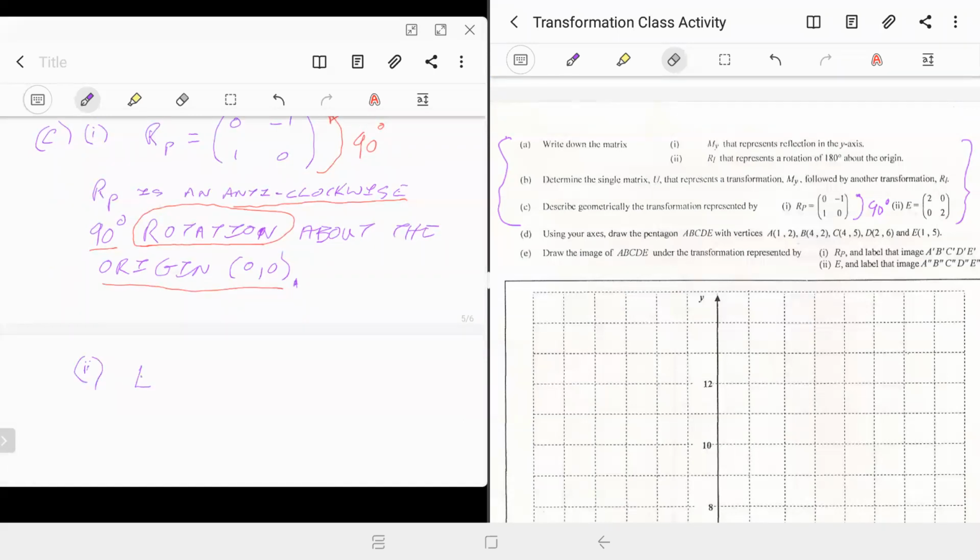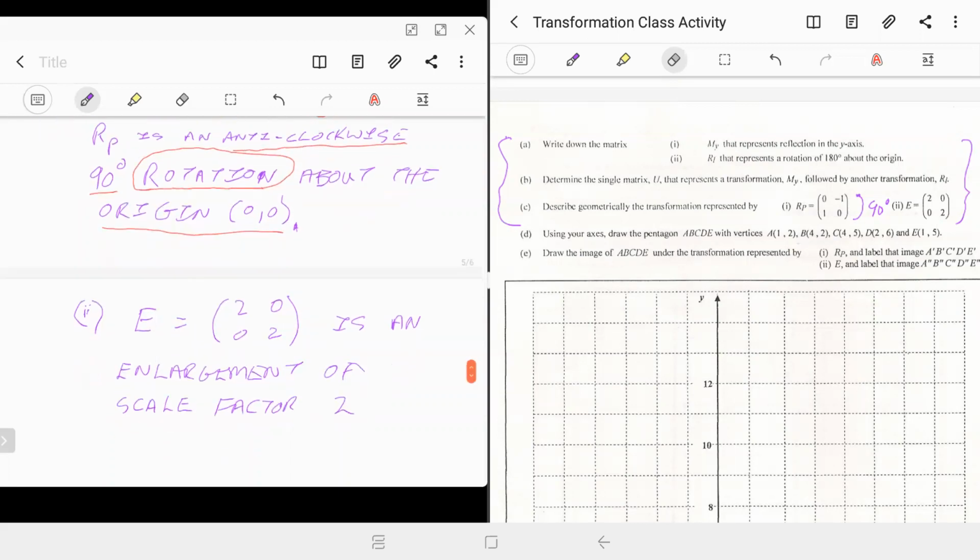You have to state both of them. So see it here now, E, which is 2, 0, 0, 2, is an enlargement of scale factor 2. If you want to say k equals 2, you can say scale factor k equals 2, about the origin.